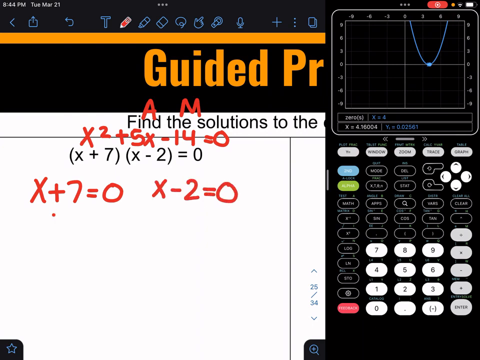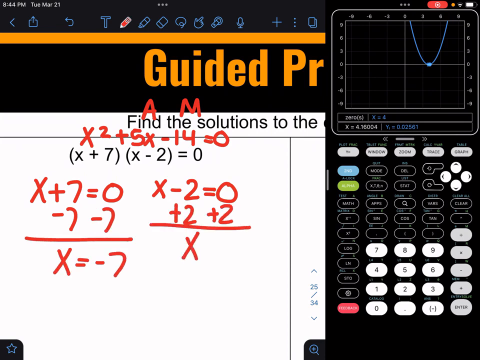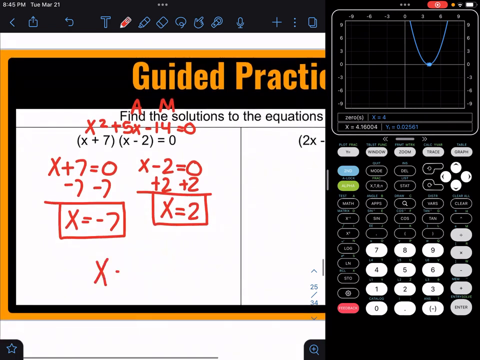So instead of plus 7, you're going to subtract 7. So we would get x equals negative 7. Instead of negative 2, you're going to add 2. So we would get x equals positive 2. So these would be our two answers. You could also say x equals negative 7, comma 2.